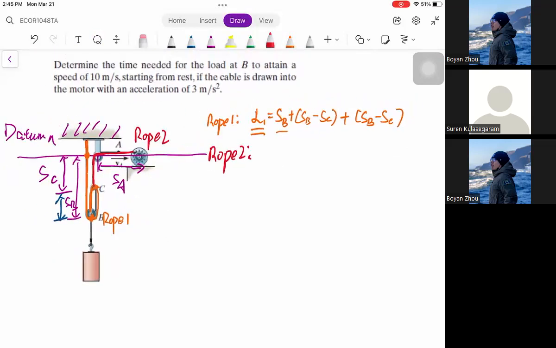I'm going to write it in red color. So rope 2, I'm going to say is L2. The total length of L2 is equal to SC. So it's from point C, go all the way up to the pulley, plus SA. So it's from the pulley to point A, or to the motor here. So now we have the distance equation for rope 1 and rope 2.